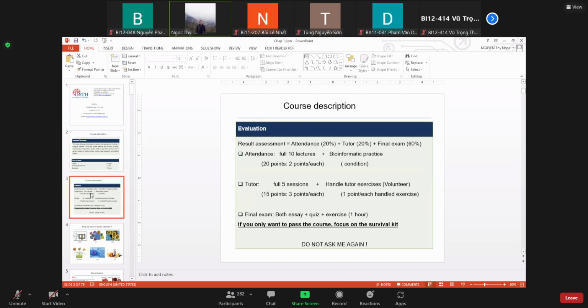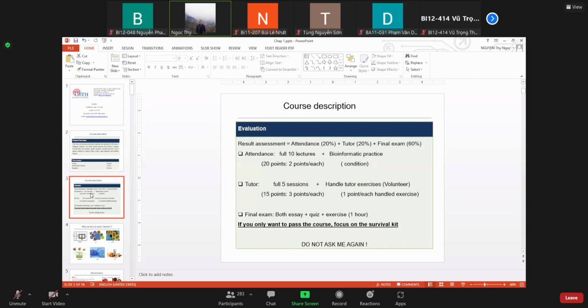This information is quite important, so please pay attention to that. For the final evaluation of each of you, the final result will be made up of 20% attendance, plus 20% tutor class attendance, and 60% from the final exam.